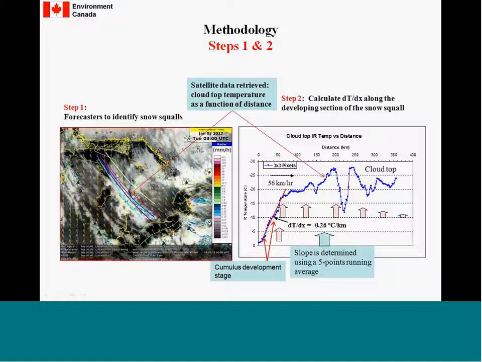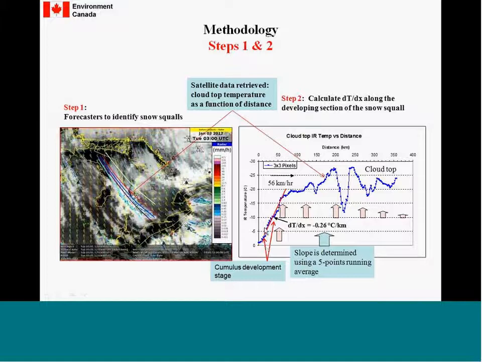Slow band, and the lat-long location, a pair of lat-long locations along the snow band. First, we take satellite data in the infrared channel, and then the cutoff temperature as a function of distance, okay? The graph on the right is the cutoff temperature change with distance.